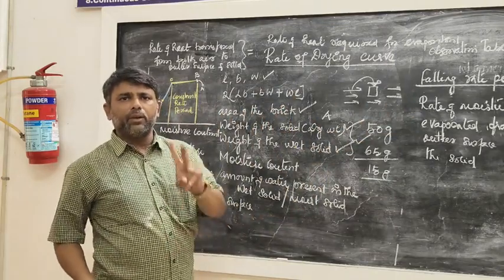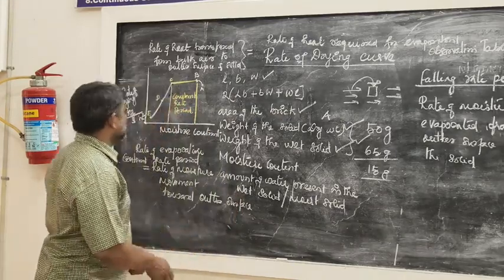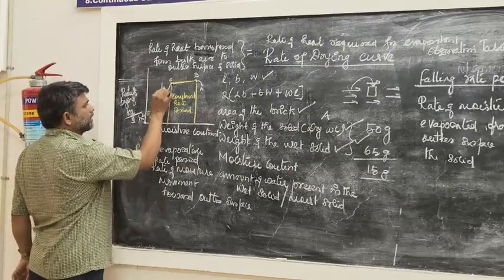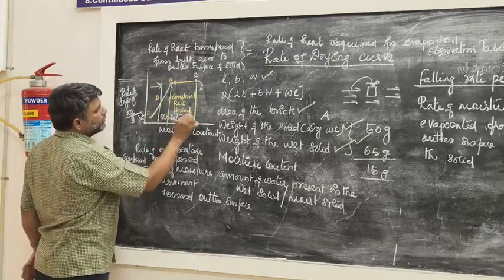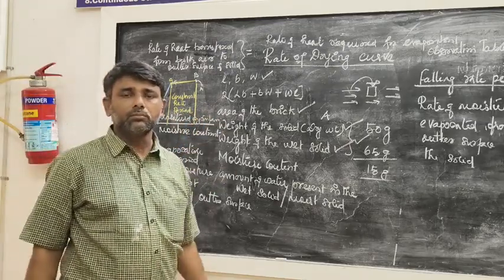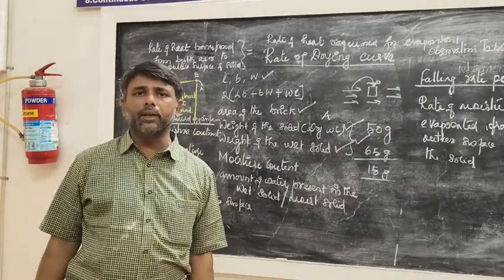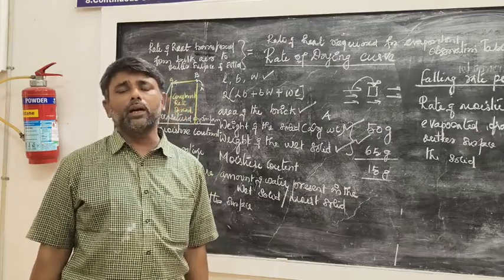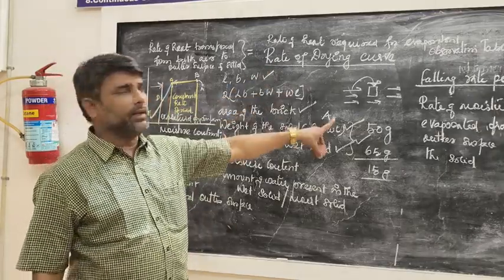In the falling rate period, we have two segments. One is the first falling rate period, the second is the second falling rate period. The first falling rate period is controlled by unsaturated surface drying, or capillary action. The second falling rate period is governed by liquid and vapor diffusion processes. We will see it later. Clear? These are the principles involved in the rate of drying curve.